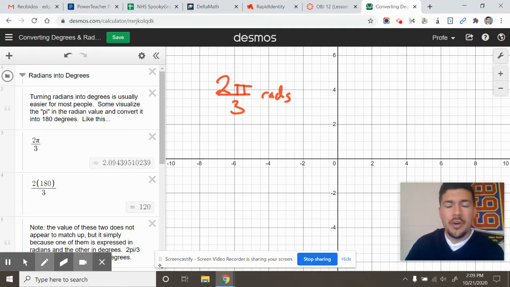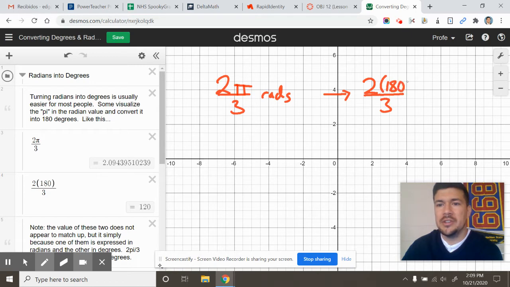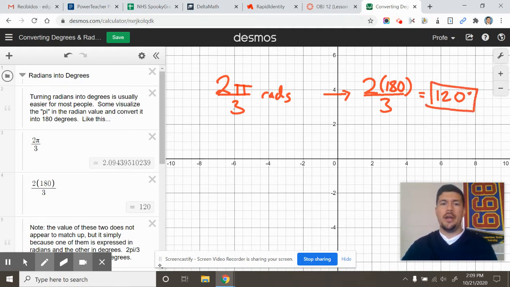But if we convert this, some people use the easy strategy of saying, well, this is still 2/3, right? But pi radians is the same as 180 degrees, so I can replace it. In other words, 2/3 of 180 is 120, or 360 divided by 3, 120. All right, so there you have it. That's how I turn 2 pi over 3 radians into degrees.